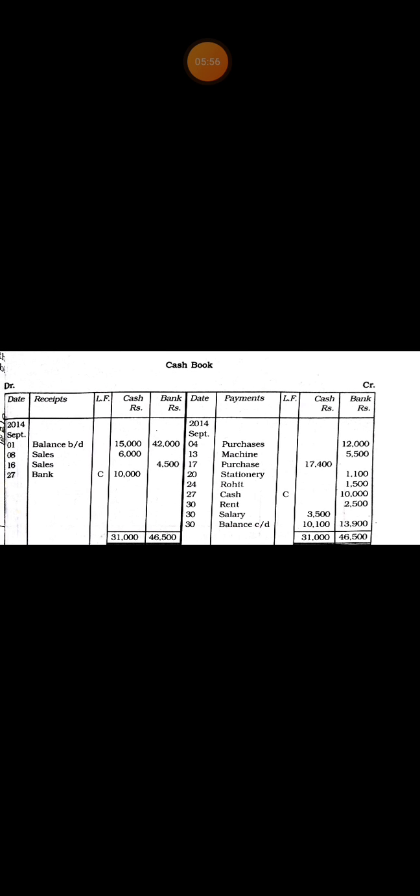Balancing figure, balance carry down. Look at the last item. Look at the cash book last item. Balance carried out. That is the balancing figure of this double column cash book. Cash balance 10,100 and bank balance 13,900.